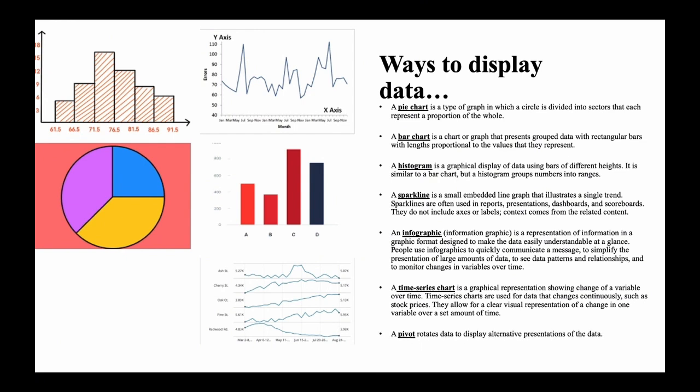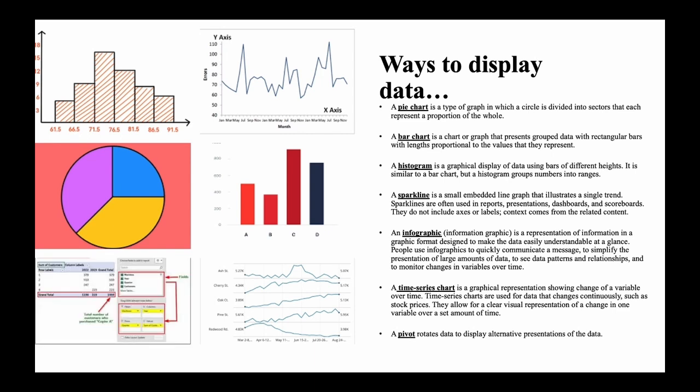Pivot rotates data to display alternative presentations of the data. For example, this pivot table you could create in Excel. You have a spreadsheet in Excel and you want to change how the table looks. For example, you want to turn this column into a row or the opposite, or the row into a column. You want to represent, for example, each month or things like that. All of this can be changed in the spreadsheet and it's called a pivot table.